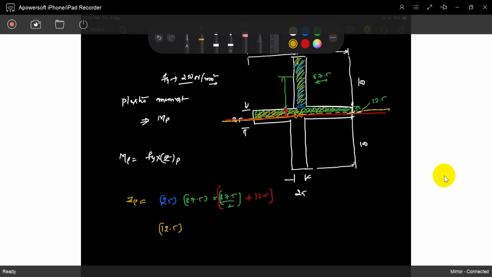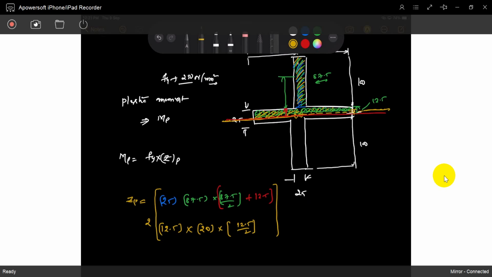12.5 into a height distance of 200, and the distance of CG is 12.5 by 2, half of 12.5 by 2. So that is the top. From the bottom you will get the same thing, multiply with 2.